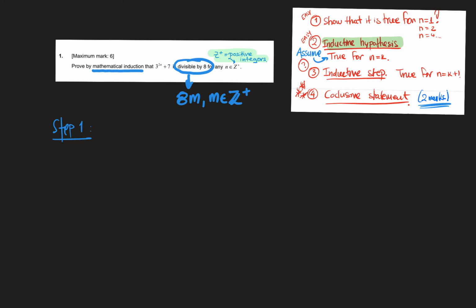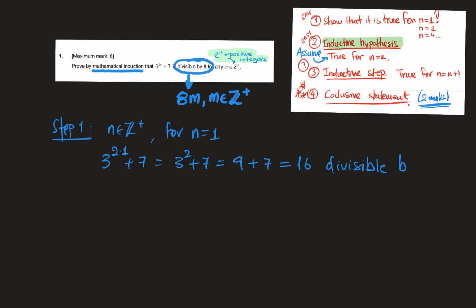Like I mentioned before, step 1 is for the lowest possible value of n. Here we have n belonging to z plus, so positive integers. Therefore, for n equal to 1, which is the smallest possible value, 3 to the power of 2n becomes 3 to the power of 2 times 1, plus 7, which gives us 3 to the power of 2 plus 7. 3 to the power of 2 is 9, plus 7, which is equal to 16, which is divisible by 8.